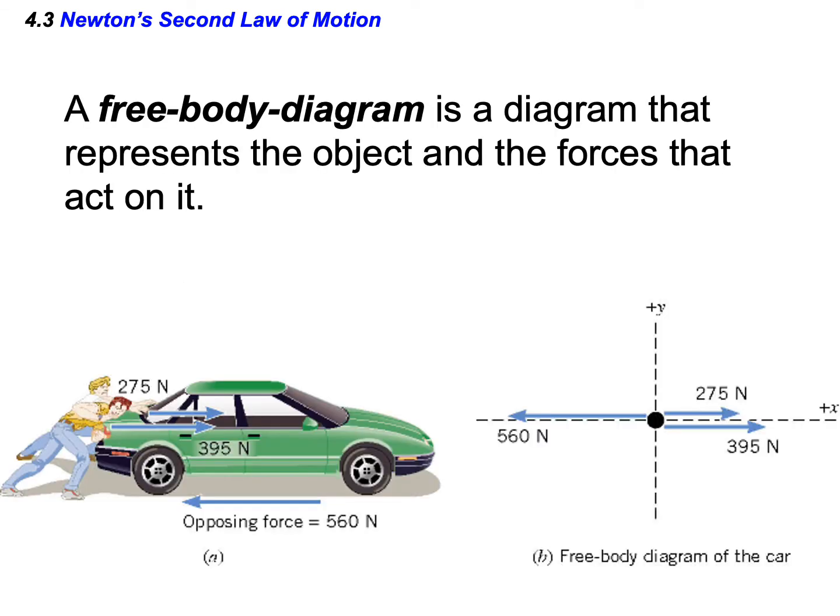Free body diagram. Free body diagram is a sketch which represents the forces acting on it. So you can see a figure of a car and two people pushing that car. So rather than drawing everything, the two people and the car and the forces, you can just represent the car with a dot like this, and then you can write two forces. One person pushed the car with 275 Newton. This is your force 1.